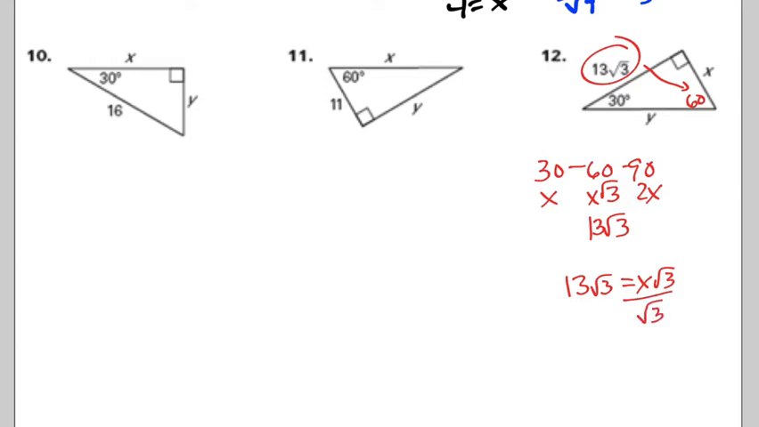And when we divide by root 3 to solve for x, we're just going to cancel the root 3's, and x is 13. And so that means that the 30 is 13, and then you can double that to get the 2x, so we get 26. So it's like if I start with a 60, I go to the 30, and then I take the 30 and I get to the 90. These are your basic problems.